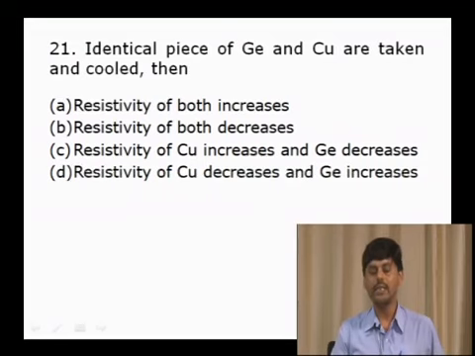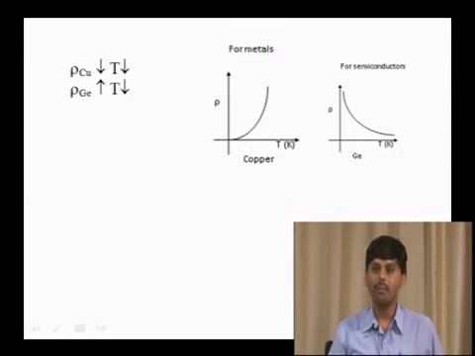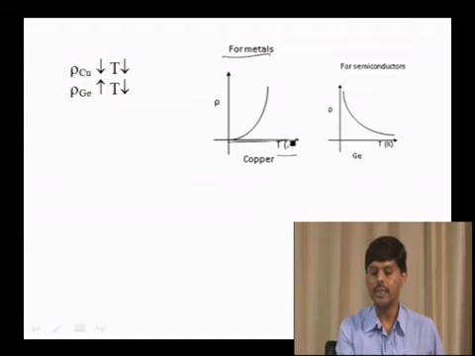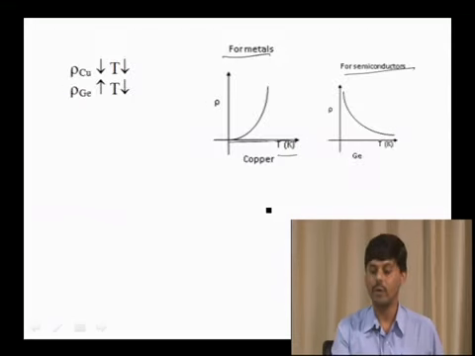Already we discussed the variation of resistance with temperature for metals, alloys and semiconductors. For metals and alloys, when the temperature increases, resistivity also increases. But in the case of semiconductors, when we increase the temperature, resistivity decreases. Taking the help of this graph, for metals we have resistivity versus temperature. If temperature increases, resistivity also increases. In semiconductors, resistivity decreases with increase in temperature. But in the problem, two identical pieces are taken and cooled, which means we are going to reduce the temperature.